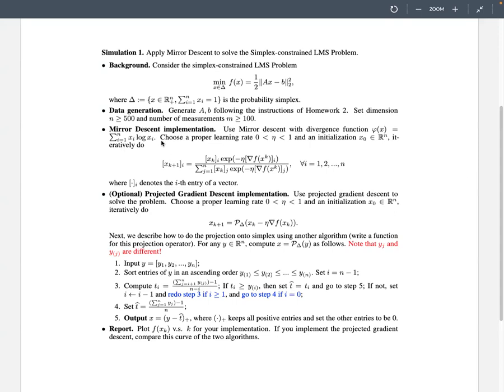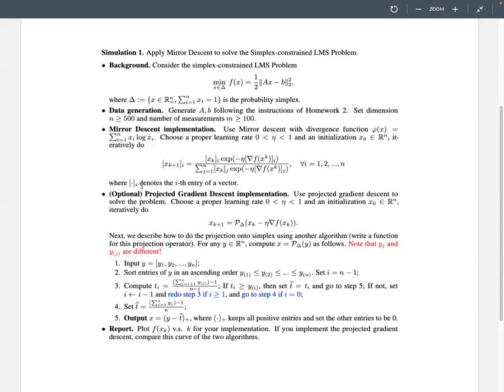Now, if you choose that phi and the proper learning rate, then the mirror descent algorithm, as one of our slides shows, for this simplex constraint simply reduces to the exponential gradient algorithm. So what you do is implement this exponential gradient algorithm.